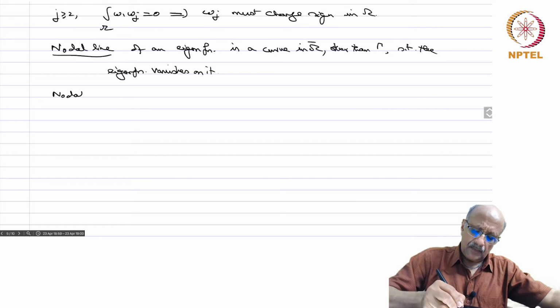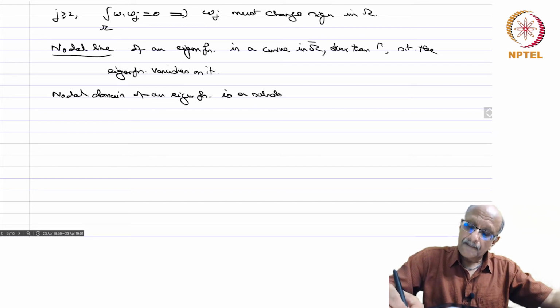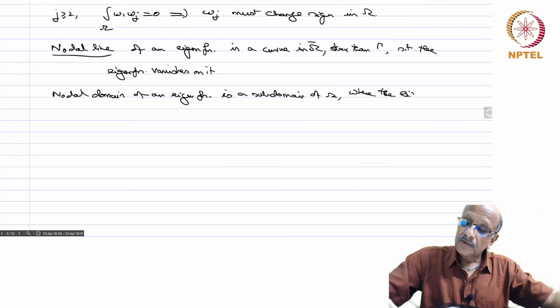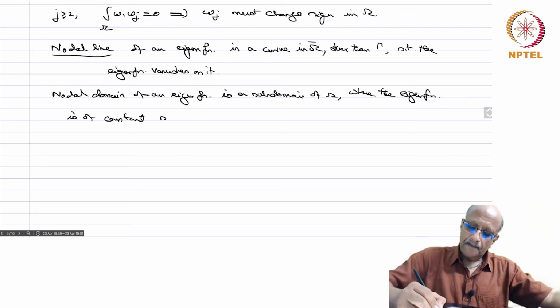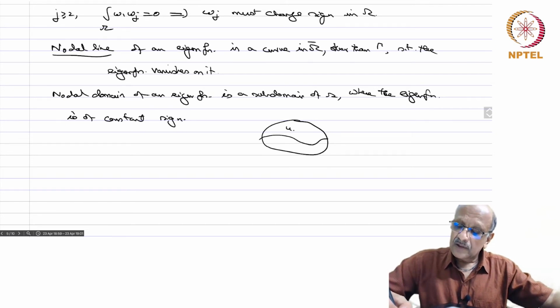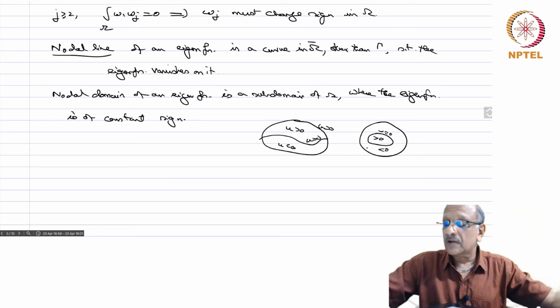A nodal domain of an eigenfunction is a subdomain of omega where the eigenfunction is of constant sign. So, I have omega here. Suppose u vanishes along a curve like this, then u will be positive here, u will be negative here, u will be 0 here, u will be 0 on the boundary also, and these two are called nodal domains. You could also have nodal domains like this. So, u equal to 0 is a closed curve like this, then it could be positive here, it could be negative here, and so on.